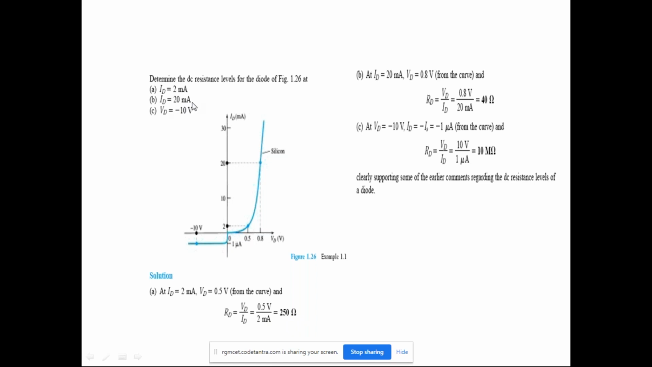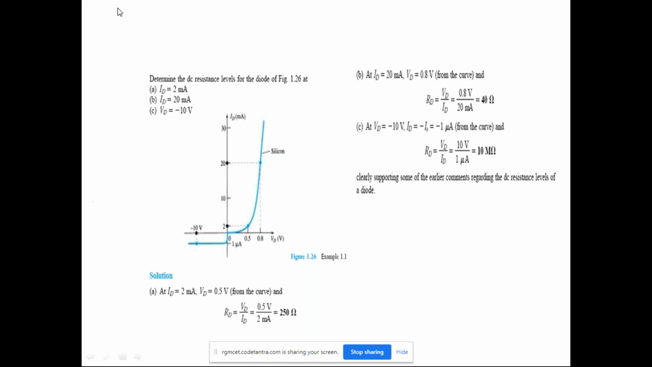Similarly, in the second case, ID is equal to 20 milliamperes. This is the 20 milliampere point. Just simply draw one line from the y-axis, and from that point draw one line to the VD point. Now in this case, what is VD? VD is equal to 0.8. 0.8 by 20 milliampere, that is 40 ohms. Now coming to the third case, what is VD? VD is equal to minus 10 volt.